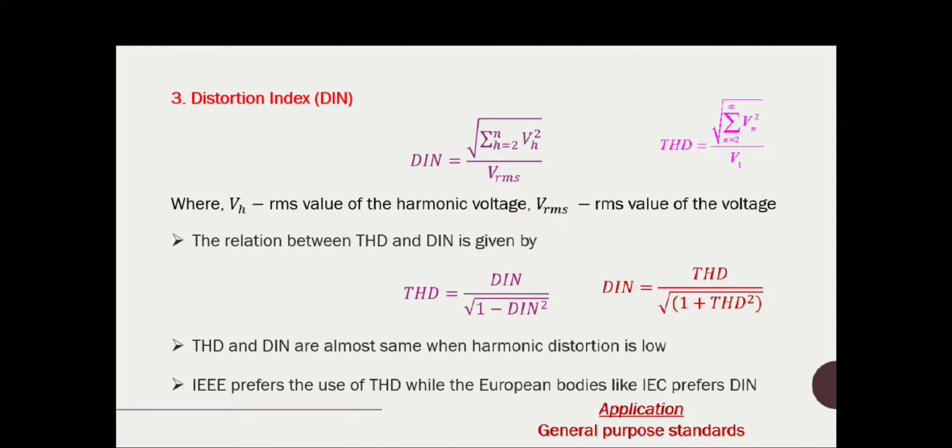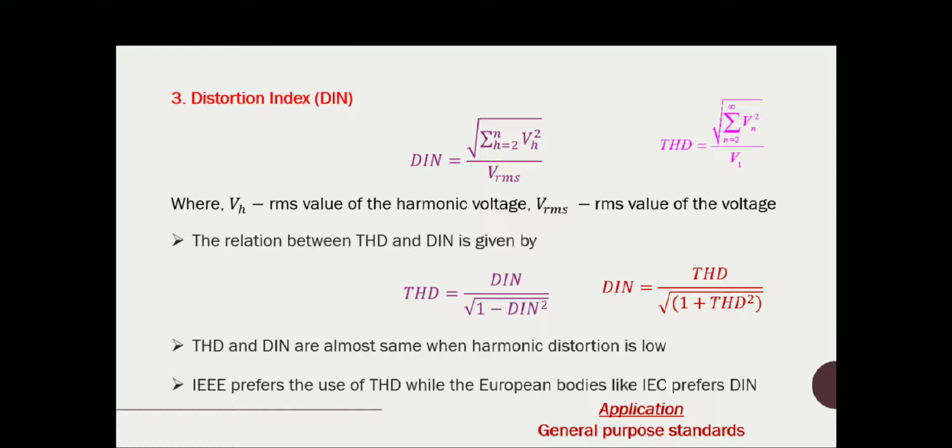Then the third one is the distortion index, DIN. This distortion index and THD are almost the same terminology, though with a few differences. THD and DIN are almost the same, and their values are almost equal when harmonic distortion is low. Actually, the IEEE prefers THD measurement, but European bodies like the IEC prefer DIN as a harmonic estimation.